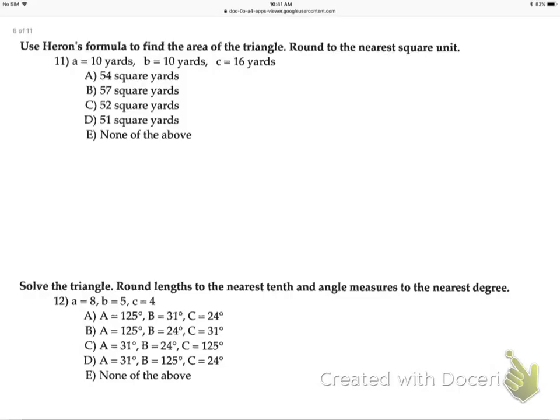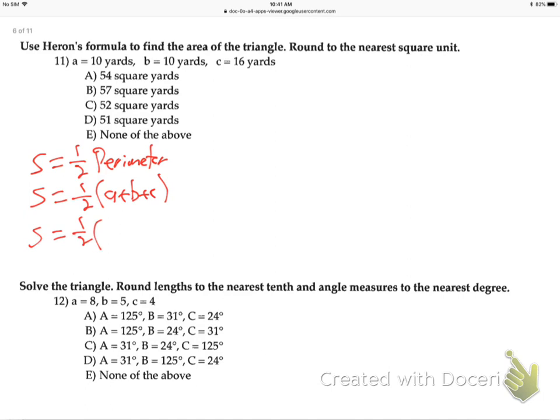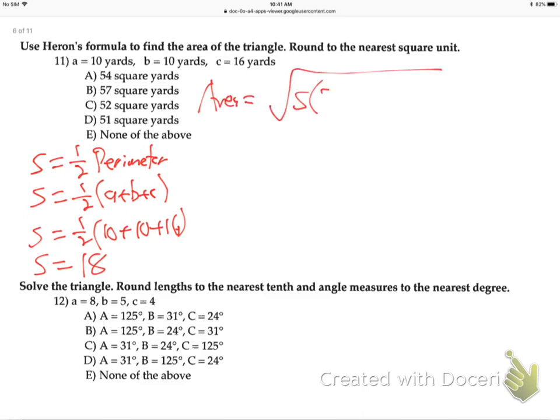All right. Heron's formula, triangle ABC. You don't need to draw a triangle. So remember Heron's formula? You have this thing called S, which is half the perimeter. So S is half of A plus B plus C. S is half of 10 plus 10 plus 16, which is 36, half of that is 18. So S is 18. And then the formula is the area equals the square root of S times S minus A times S minus B times S minus C.